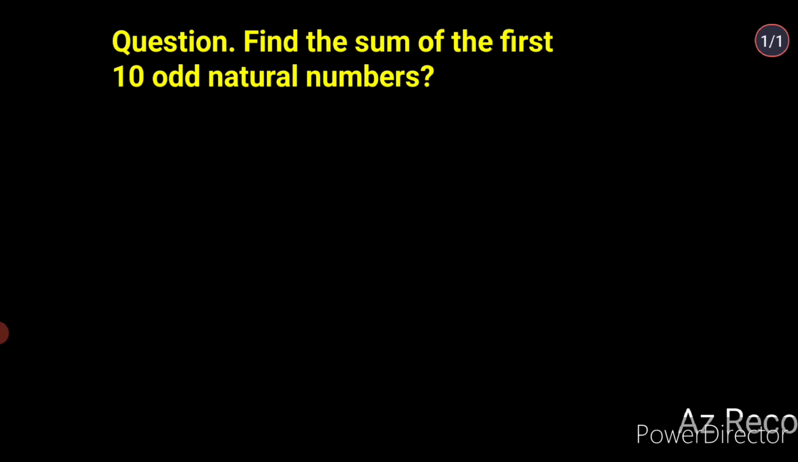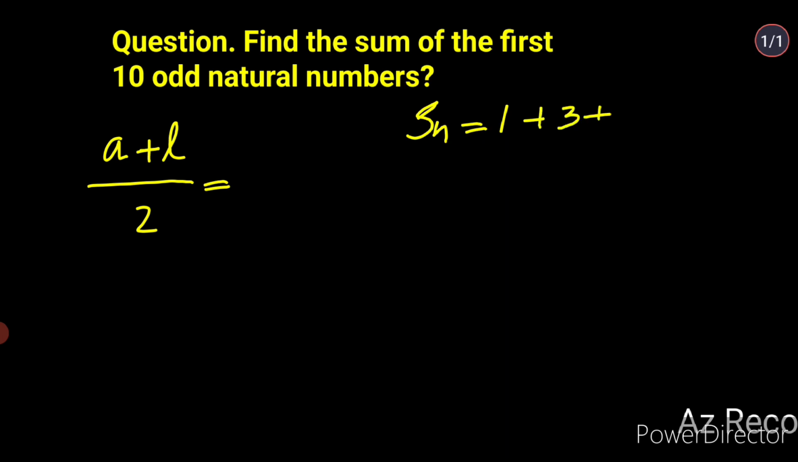Before calculating the sum of n terms, we should know about the average of the given terms. That is the average of 10 odd natural numbers from the first number. Average is equal to a plus l, first term plus last term, divided by 2. Here the first term will be 1, because we are asked to find Sn equal to 1 plus 3 plus 5 up to 10 terms.